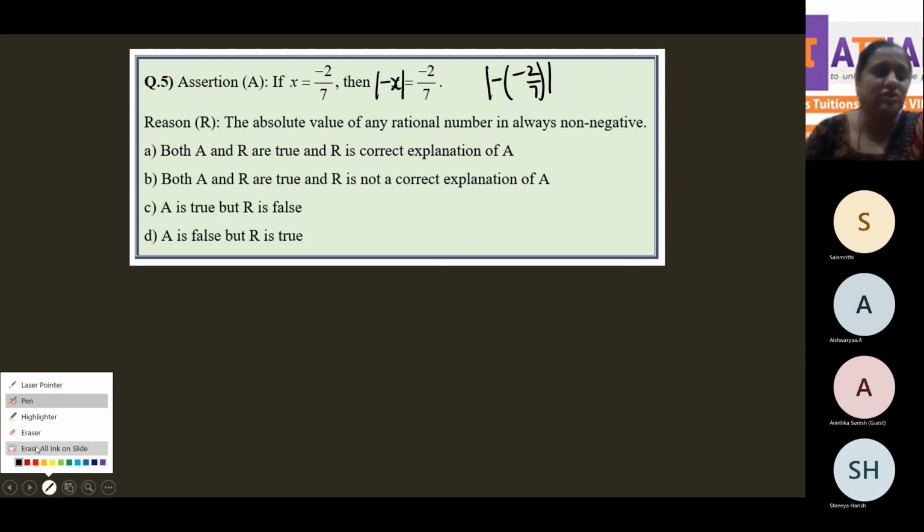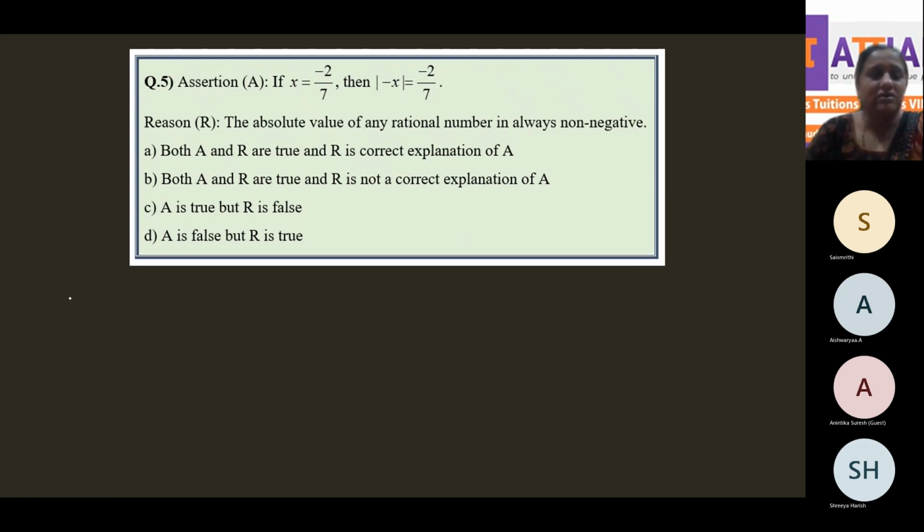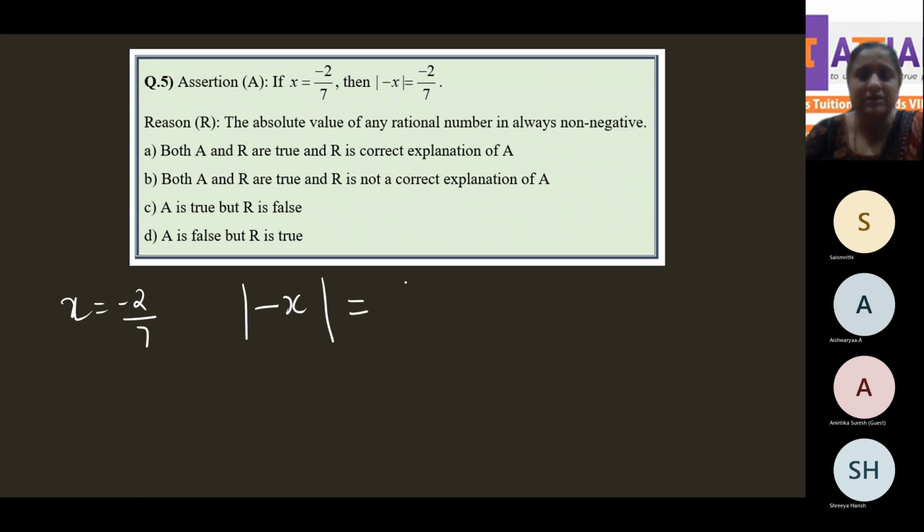No, listen to me carefully, children. I don't want the answer. I want you to understand. So see here, x is minus 2 by 7. So how will you express the absolute value of minus x? The absolute value of x is minus 2 by 7. But for minus x, you should put a minus sign here. Is this fine?